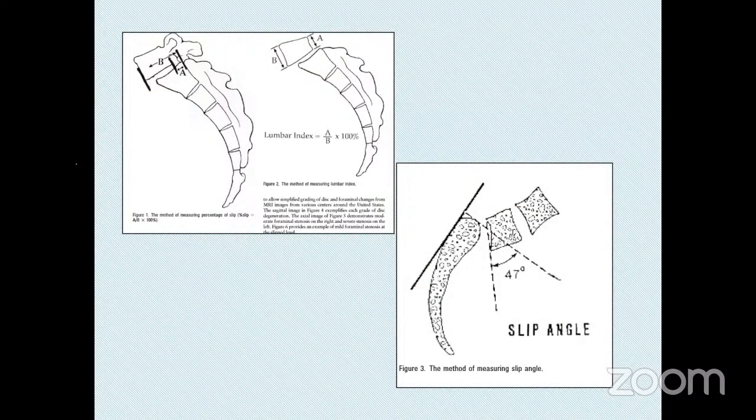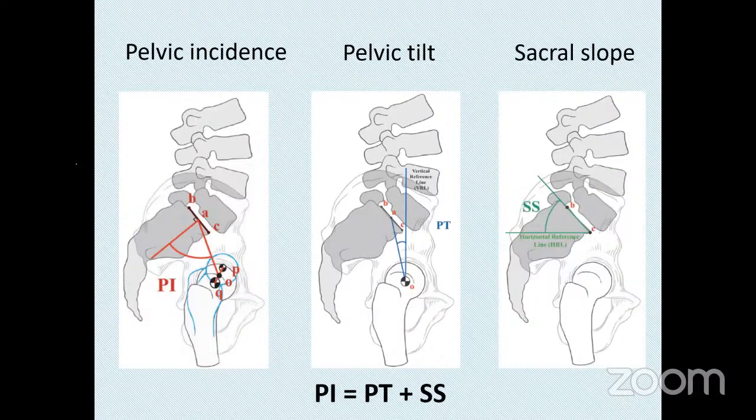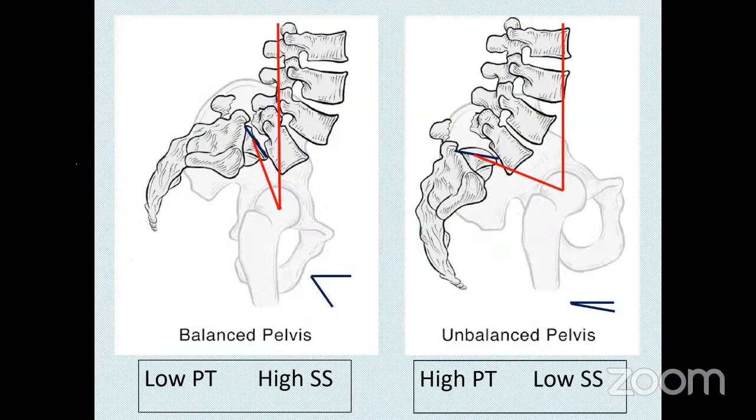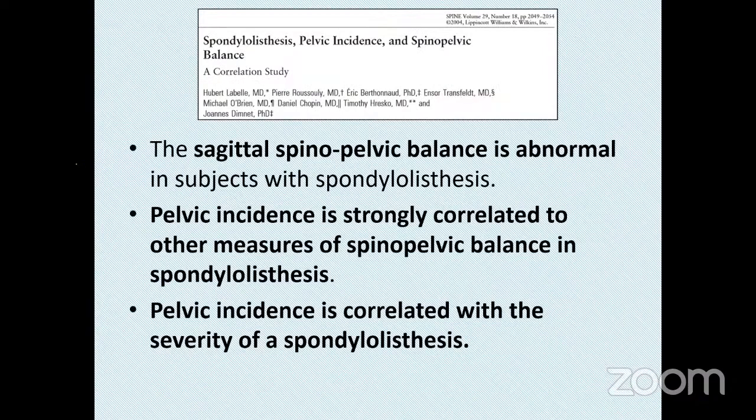So rather than translation, the slip angle is of more importance, because when we take into consideration the angle of the L5 vertebra which it makes with the tangent at the sacrum, that determines how the whole spine is going to balance over the pelvis. And once we take into consideration all the other parameters of the pelvis, the pelvic incidence, the tilt, and the sacral slope, then we determine whether the spine is balanced or not. So if the spine is balanced, less likely the patient is going to have pain. If the spine is not balanced, more likely the patient will be symptomatic, and more likely the patient will come to you for a surgical intervention. So this pelvic incidence is of utmost importance.